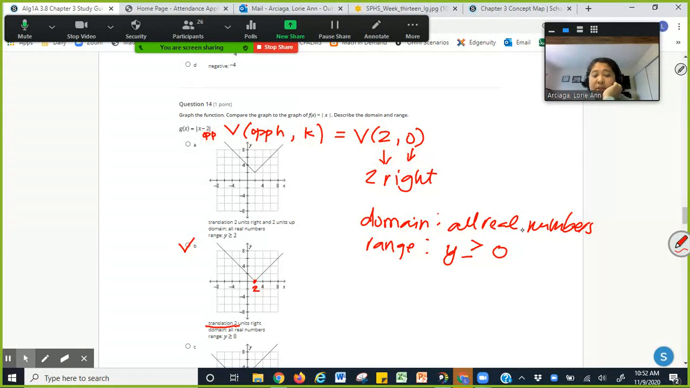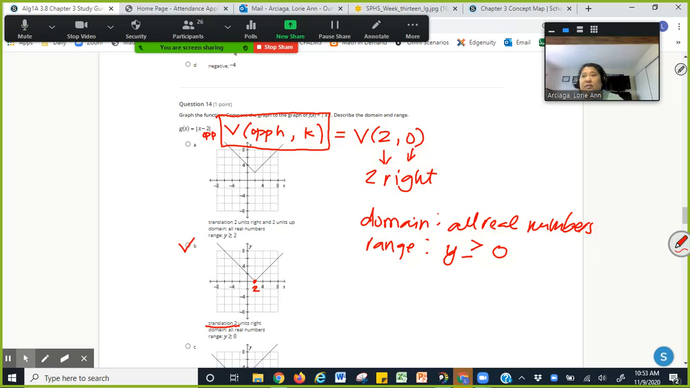So the domain is all real numbers, right? And then to find the range, you just look at the y value, which is 0. Since your graph here is going upward, so they're facing upward, so we put y is greater than or equal to 0. Okay, so what's the important thing here? You have to know how to find the vertex. And that's what we tried to nail last Friday, right?